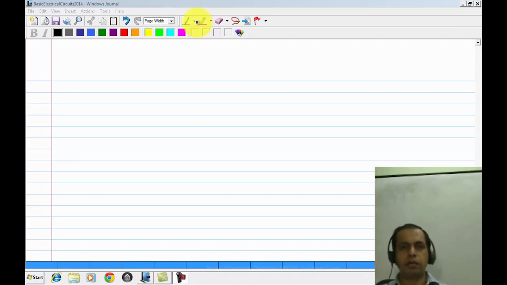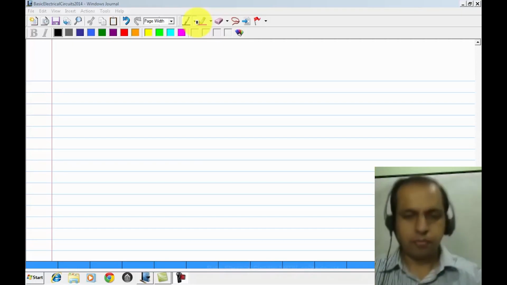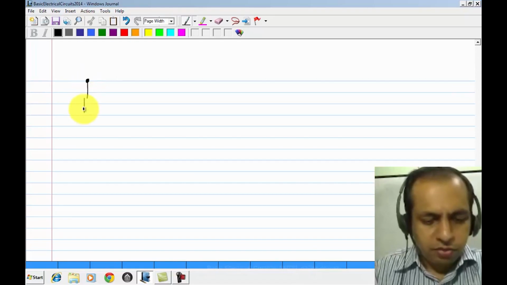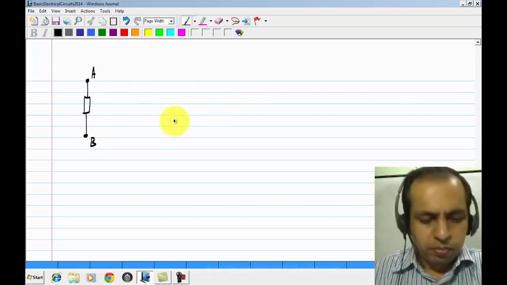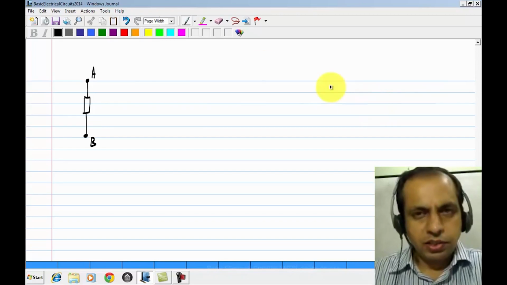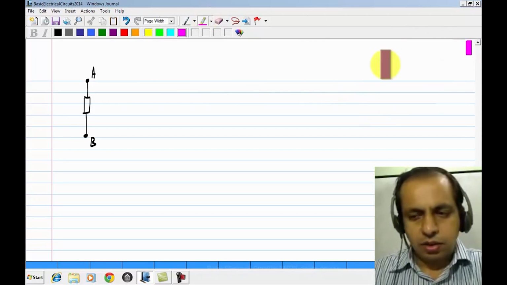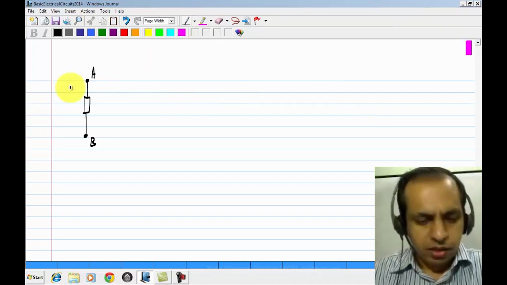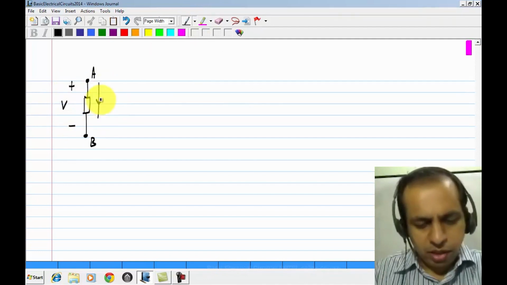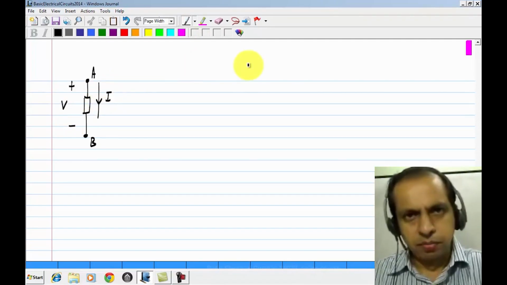In this unit, we will be looking at a number of basic elements that are used in circuits. Now, when we have an element, we will start with two terminal elements. So, this shows an arbitrary element and it has two terminals A and B. Now, as we discussed earlier, these elements are described by a relationship between the voltage across the element and the current through the element.